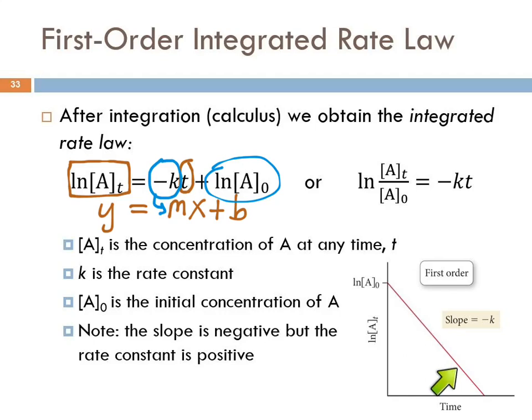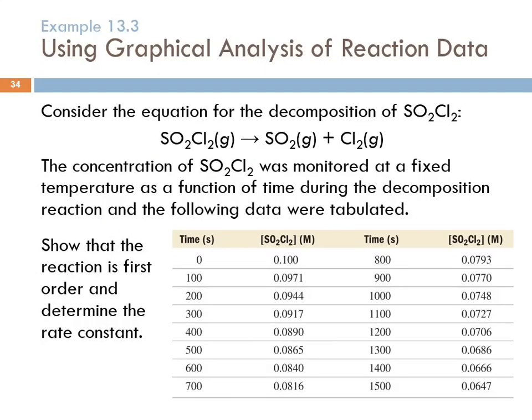The slope of this line is negative, but the rate constant is positive. There's a negative in there, right? Negative k is the slope. Questions? It's clear as mud, right? Let's see what we can do with this.